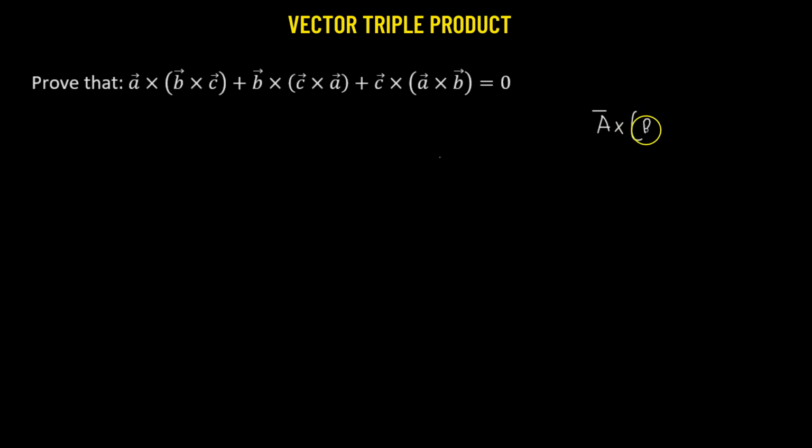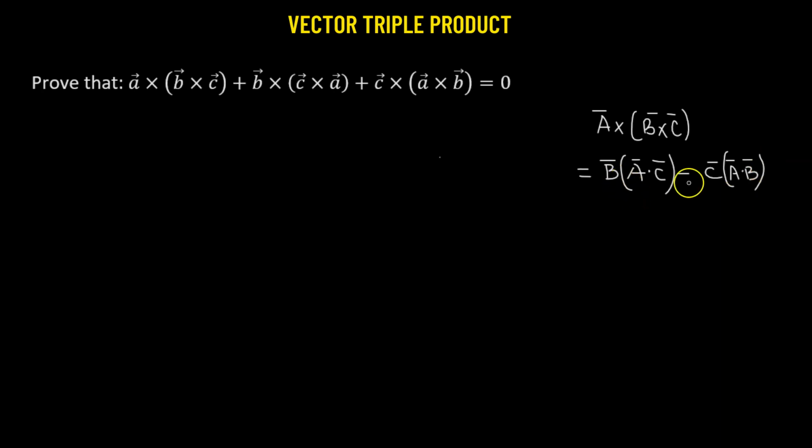A crossed with the cross product of B and C, then this is equivalent to, we will write down BAC minus CAB. So here B, A, C, C, A, B. This is a particular way to remember the simplified form of A cross B cross C. So here A will be dotted with C and here A will be dotted with B.